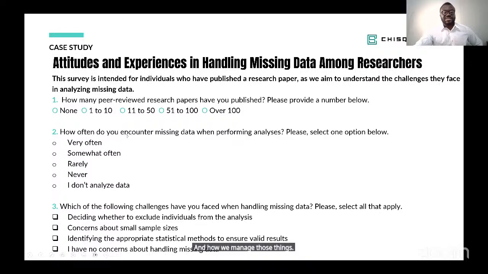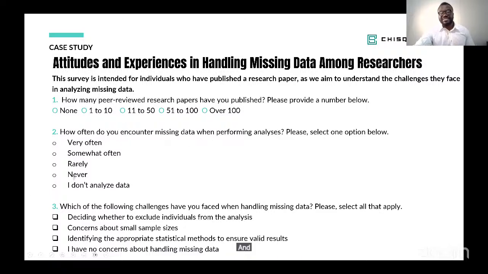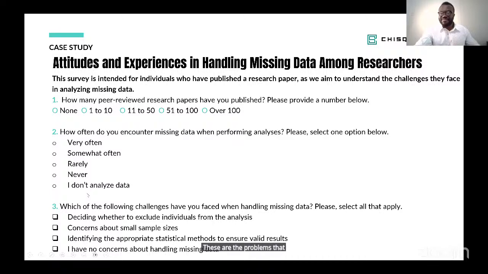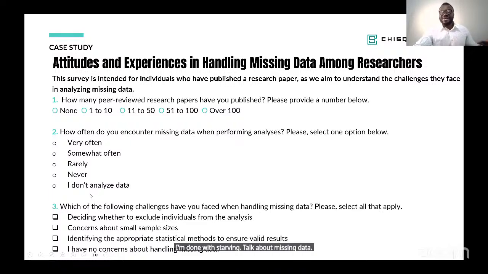Then this second question here, the goal of asking this question is to see how we should think about skip patterns. So here we're asking the person, how often do you encounter missing data when you perform analysis? And among these options are people who said never, or I don't analyze data. Well, that means that for question 3, when we're asking them about challenges they've had with handling missing data, these 2 individuals should ideally not participate. These are the issues that end up giving us bad data that we'll have staff worry about cleaning manually. And then we'll start to talk about missing data. So we need to think about all of those things.